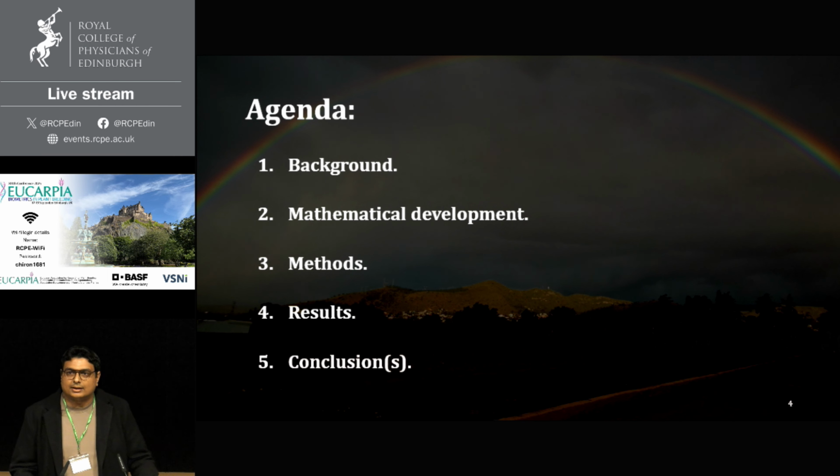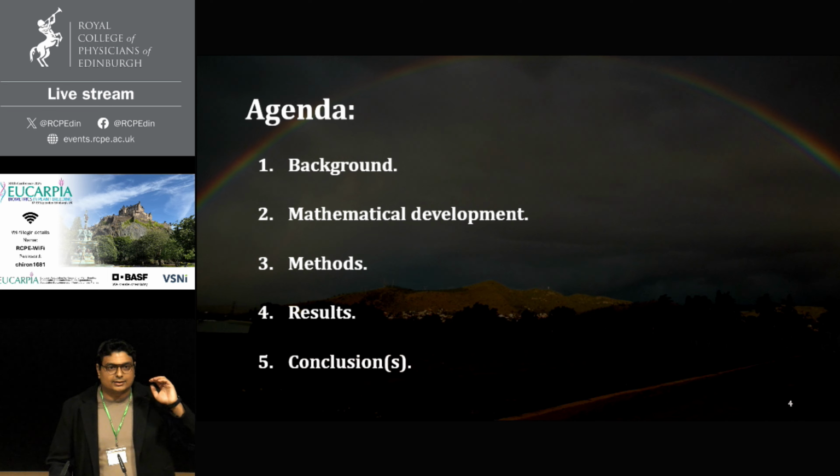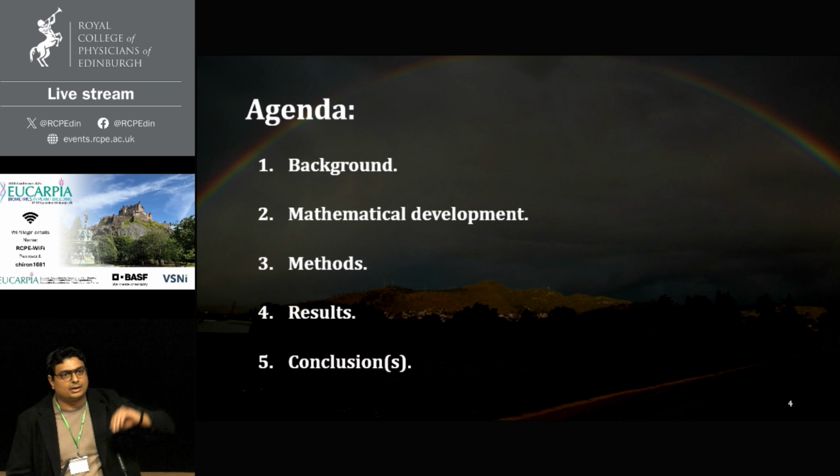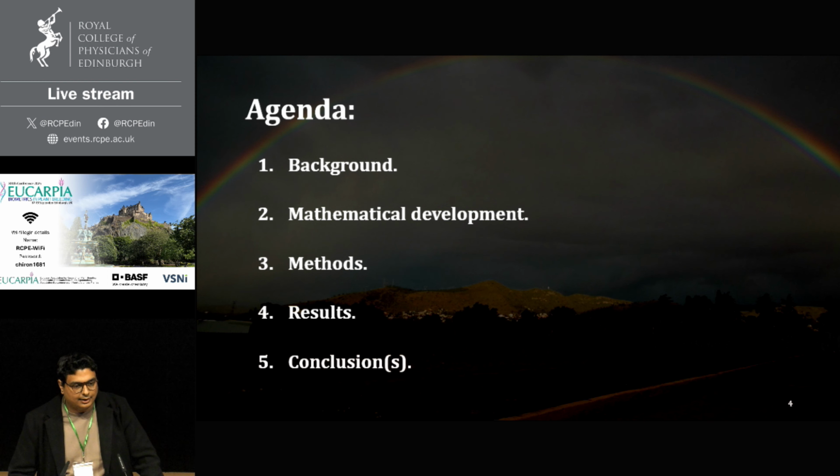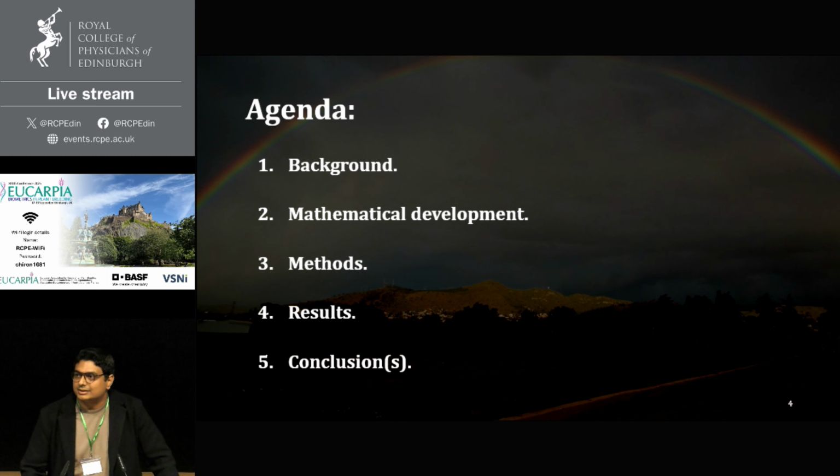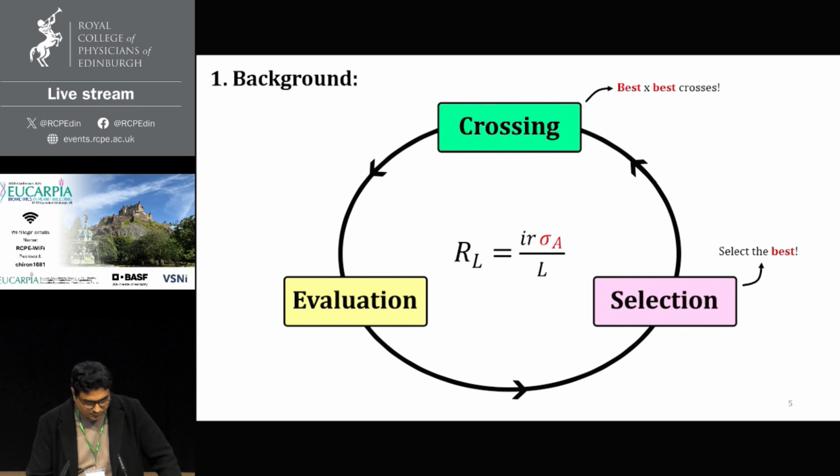My talk will be divided into the following 5 sections. I will start by giving a background on what kind of problems we have, and the derivation of one of the new metrics that we developed for controlling genetic diversity, and I will go through how we evaluated it using stochastic simulations.